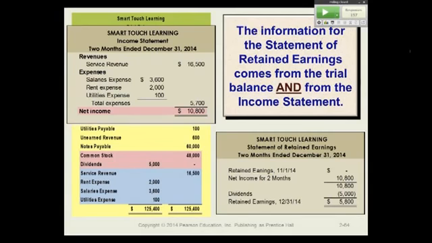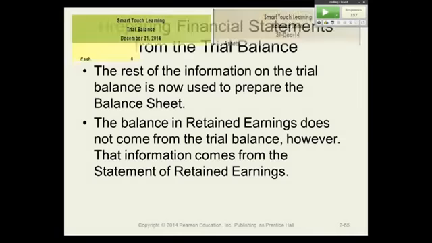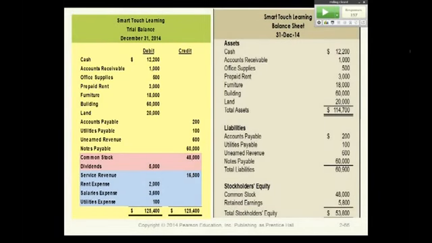All right, so now to do the balance sheet, let's see that next. Okay, there it is. The Smart Touch Learning balance sheet is going to come from the trial balance. And again, let me just remind you, this retained earnings account is not on the trial balance, correct? You don't see it on the trial balance at all. So everything comes from the trial balance.